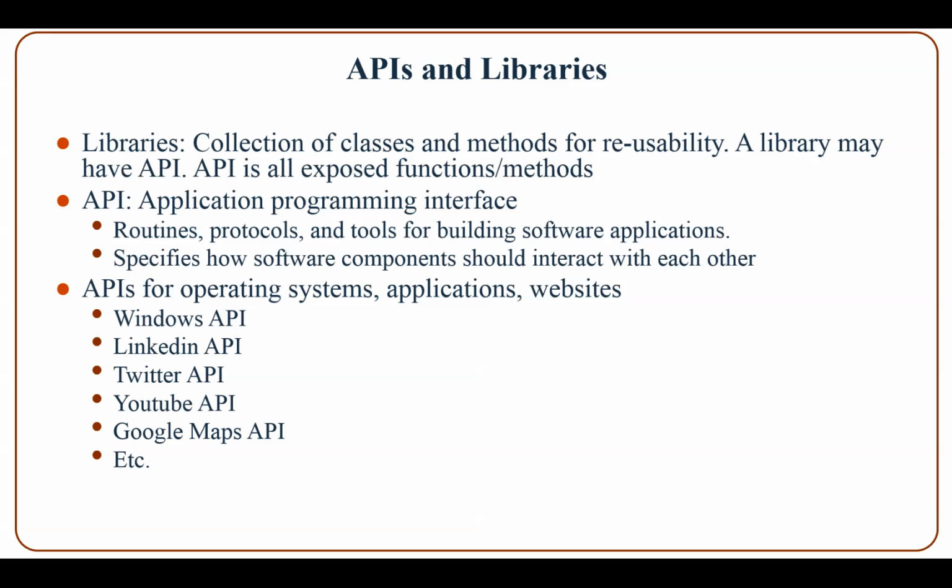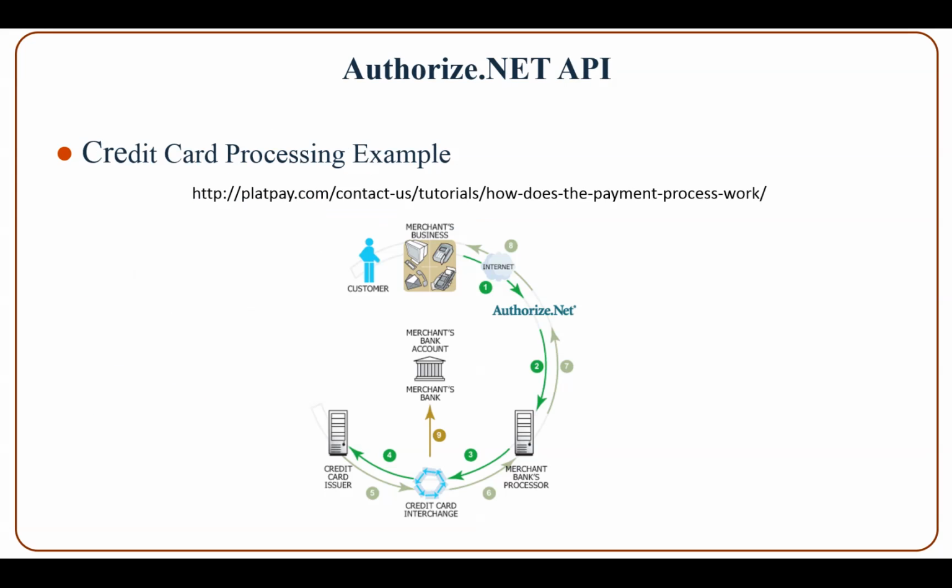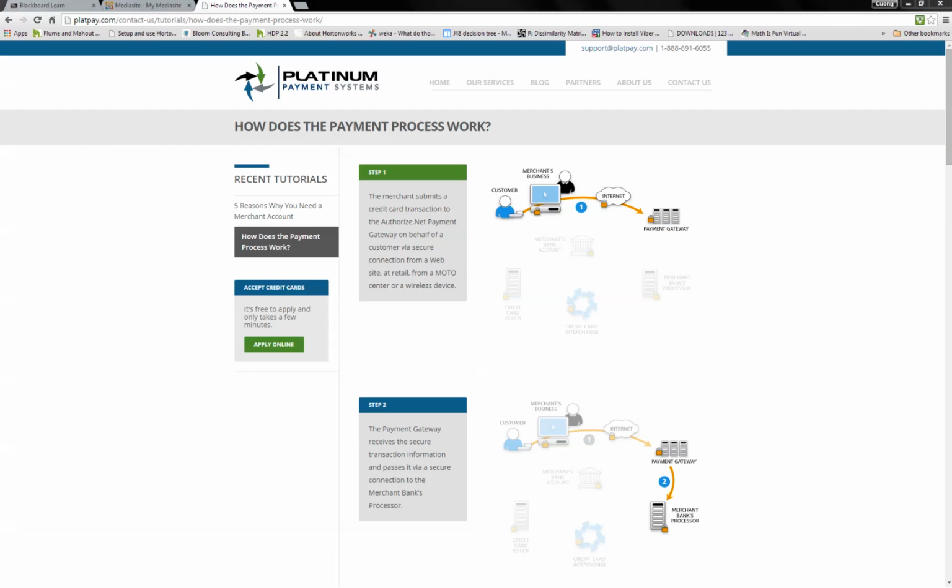Nowadays, most systems have their own APIs, such as LinkedIn, Twitter, YouTube, Google Maps, etc. The first example is the Authorize.net API with the credit card processing example. There is a nice illustration at platpay.com. It describes the process of payment using Authorize.net.